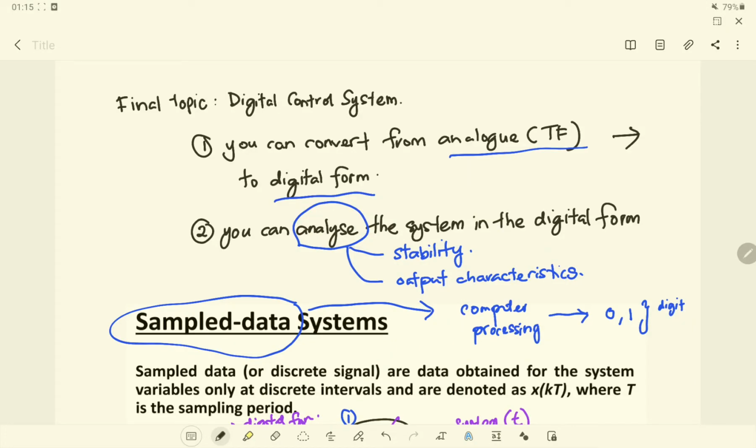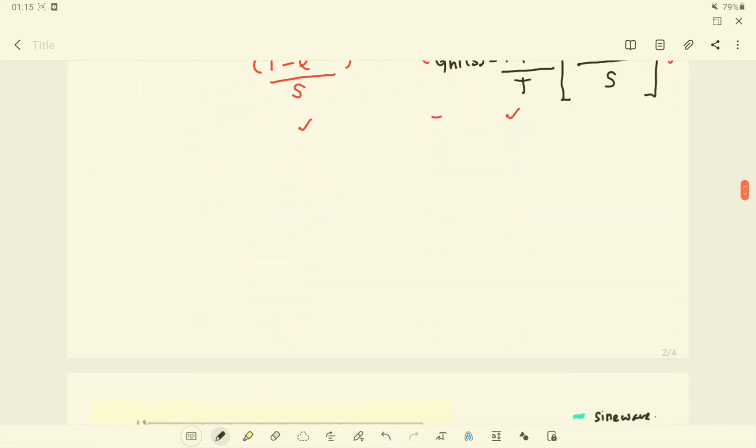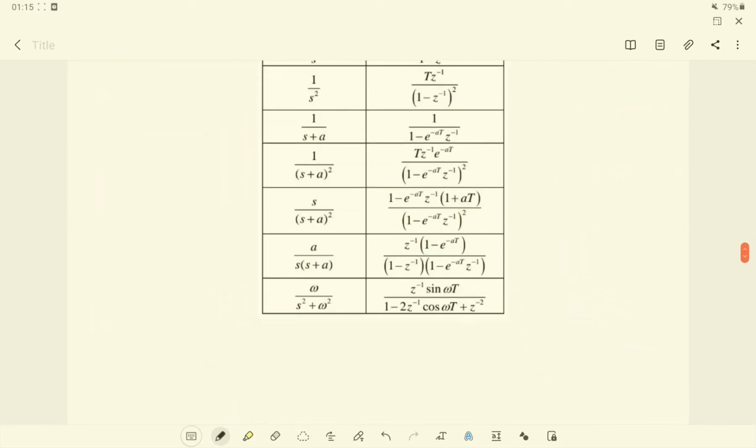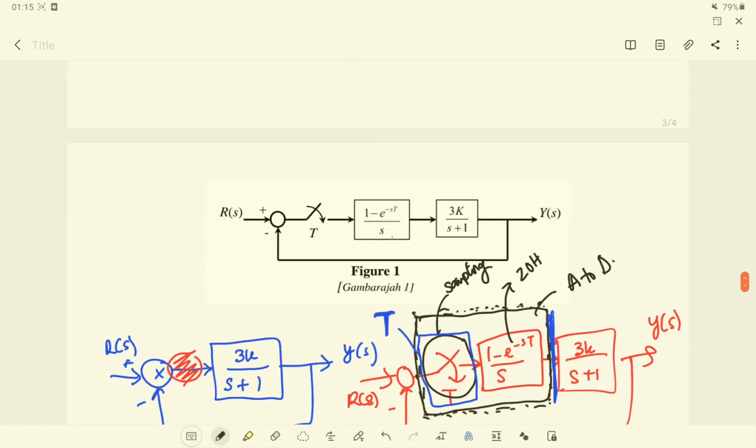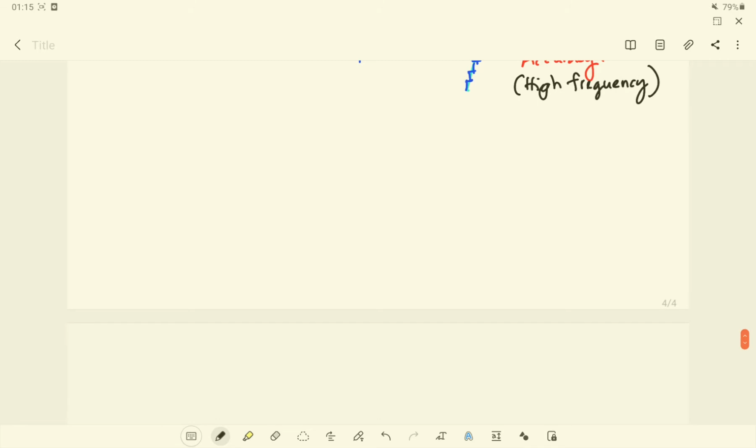Okay, so this is the second part: how you can analyze the system in the digital forms. In this video, I just cover the stability part. There will be three parts. The first part is about how we convert from analog to digital, the second part is about how you analyze the systems in terms of stability, and the third part is about the output characteristics.